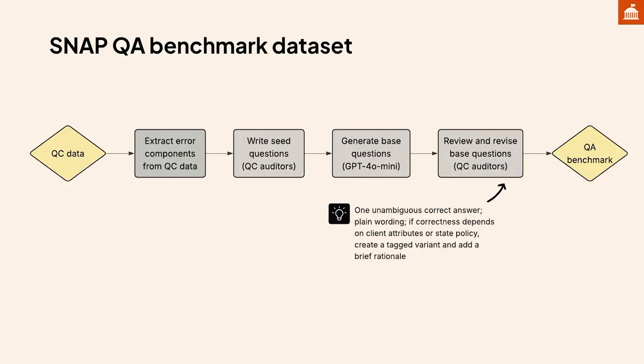And then we had 2 QC auditors independently review and revise those base questions, specifically tightening wording, assigning difficulty level, ensuring there is one single correct answer to those multiple choice questions, and flagging whether the correct answer depends on client attributes or state policy specifically. As a result, we have this QA benchmark with roughly 800 questions aligned to real SNAP quality control errors. And now this dataset is hosted on Hugging Face.